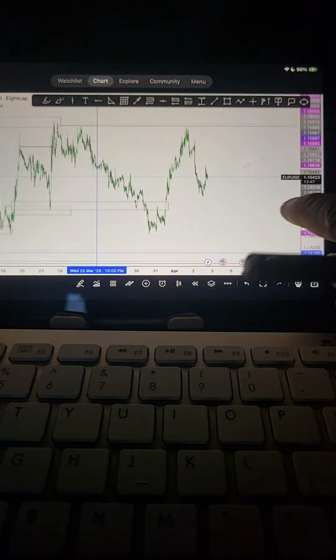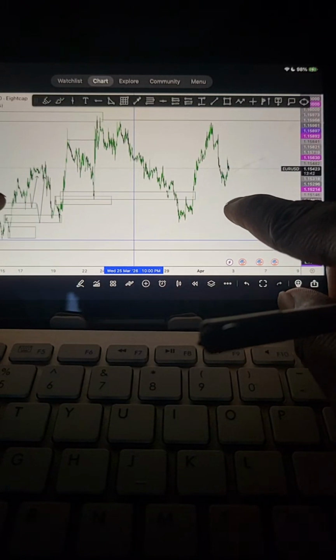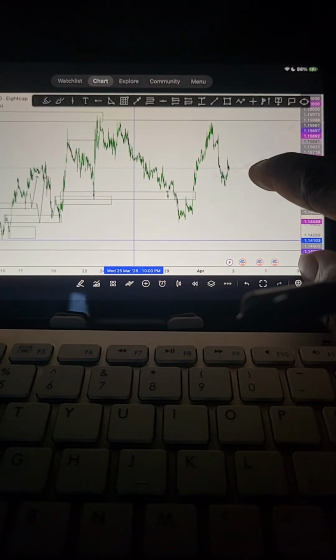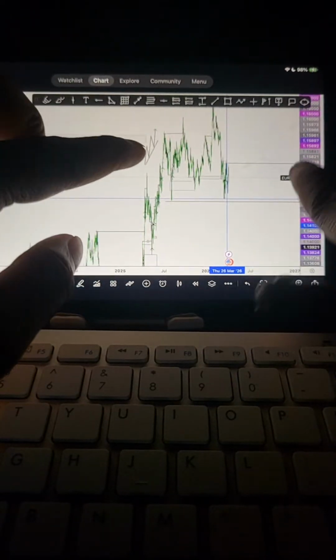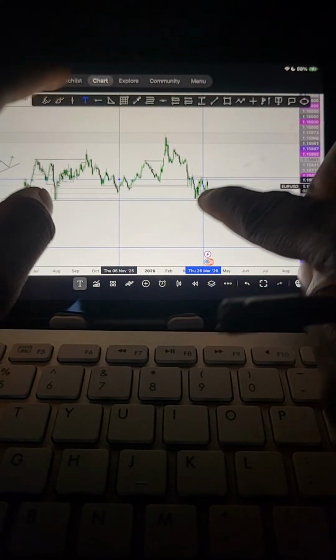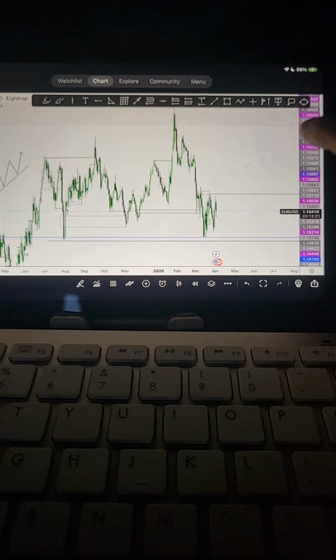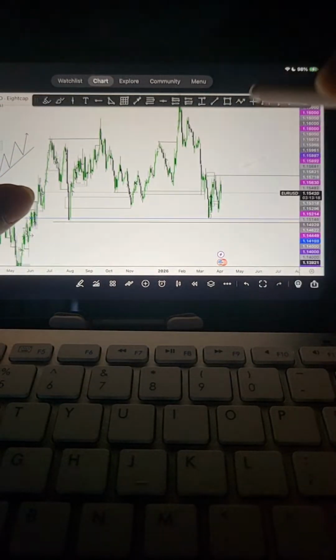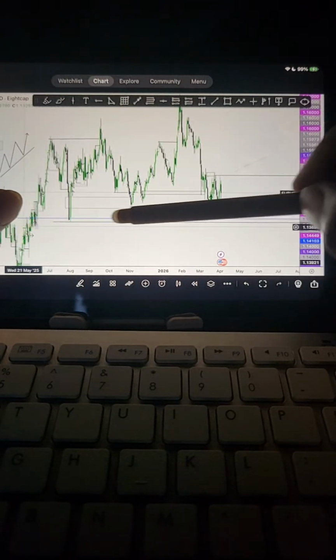So let me check what is happening on Euro USD. So this is Euro USD, guys. First of all, we're going to look at what's happening on the external time frame, on the daily time frame, so we can know what price is doing. I think price has respected this zone.